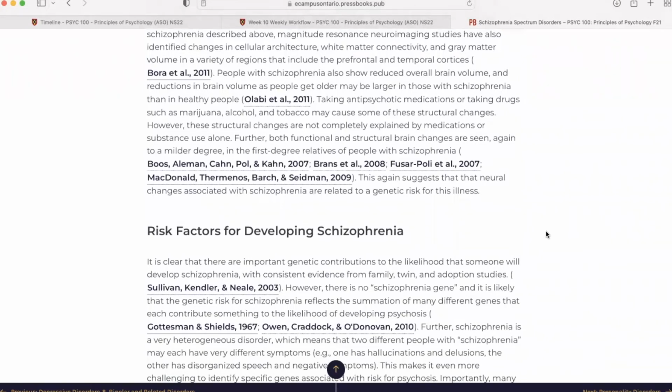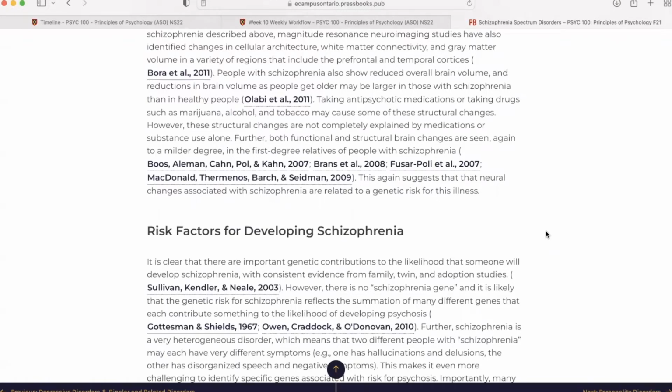Taking antipsychotic medications or taking drugs such as marijuana, alcohol, and tobacco may cause some of these structural changes. However, these structural changes are not completely explained by medications or substance use alone. Further, both functional and structural brain changes are seen again to a milder degree in the first-degree relatives of people with schizophrenia. This again suggests that the neural changes associated with schizophrenia are related to a genetic risk for this illness.